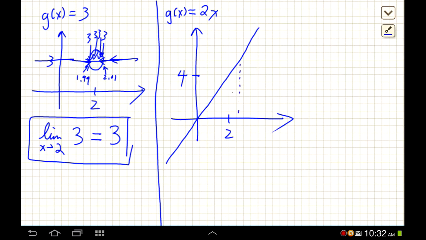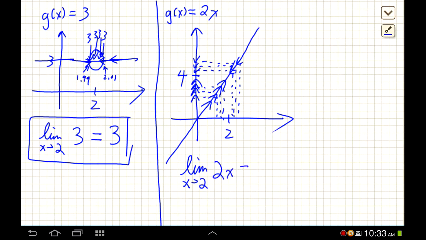Imagine us approaching 2 from the right. If we evaluate g of x as x approaches 2 from the right, then you can see the corresponding y values will get closer and closer to 4 from above. And likewise, if we approach 2 from the left, then the corresponding y values approach 4 from below. So in this case, the limit as x approaches 2 for our expression 2x is equal to 4.